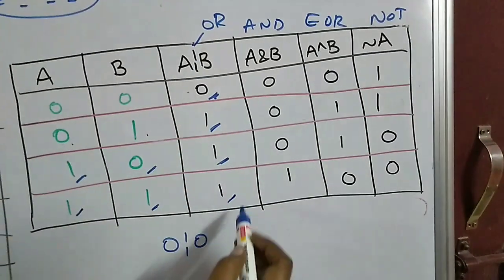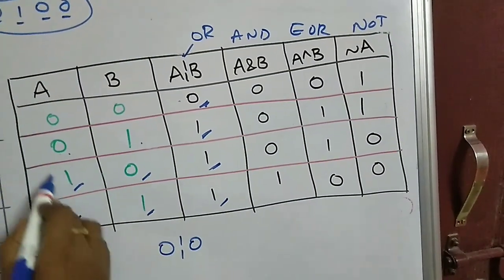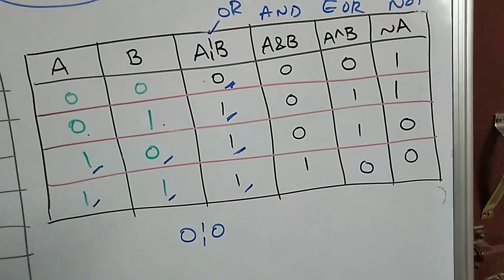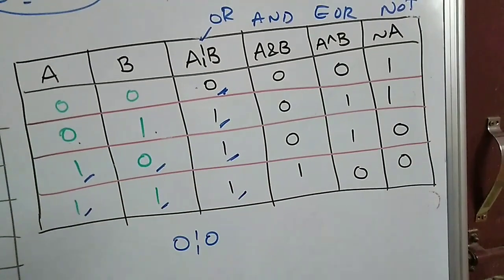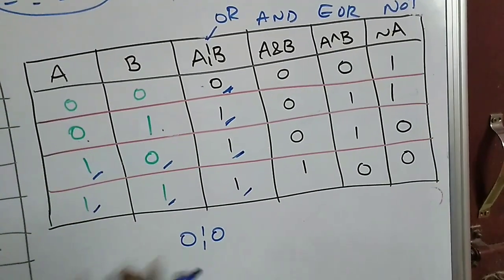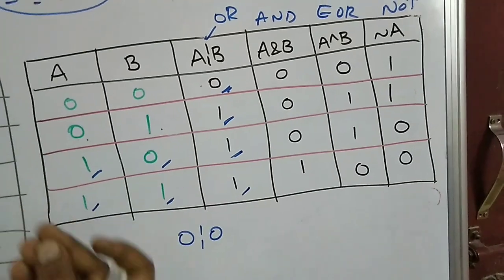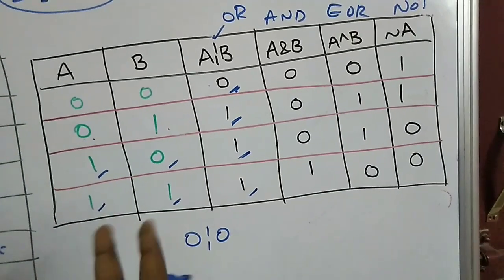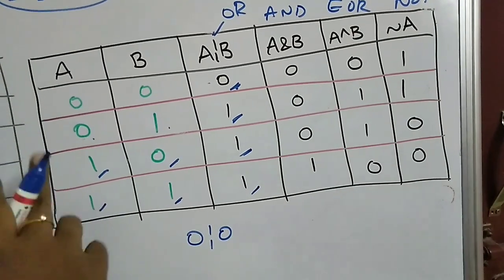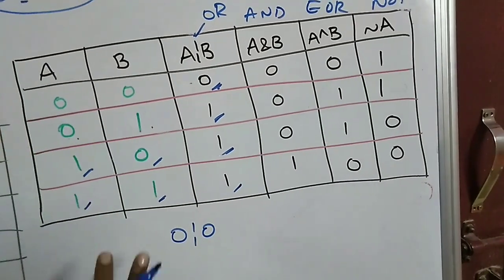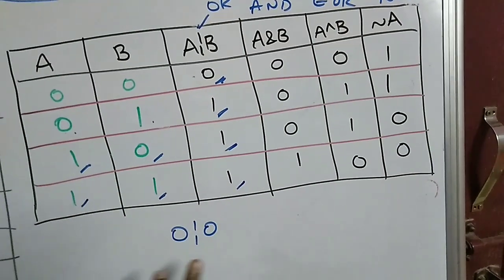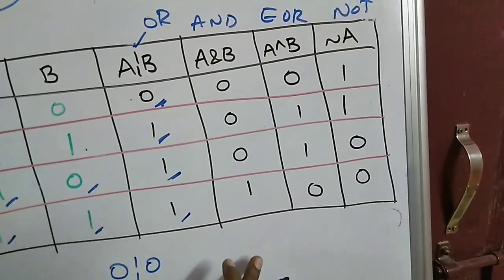According to this table, what we understood is, if any of the operands is having 1, then the result will be 1. That is regarding the OR operation. We have just 4 combinations of A and B because it is binary, and any operand can hold only 2 values, either 0 or 1. So with 2 operands there will be only 4 combinations: 0 0, 0 1, 1 0 and 1 1.